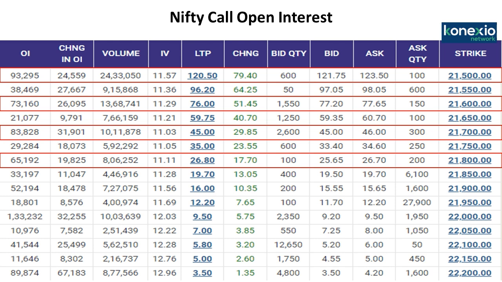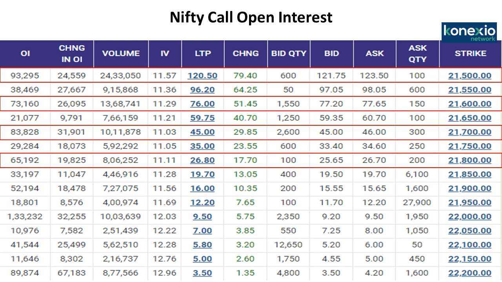Smart money is still not interested in writing the out of the money calls, because looking at the data we feel that smart money has started the short covering in the out of the money calls which they might have written in the past weeks. So definitely the data is positive. The implied volatility is between 11.11 to 11.57. So looking at this data, 21,500 could be the immediate barrier.